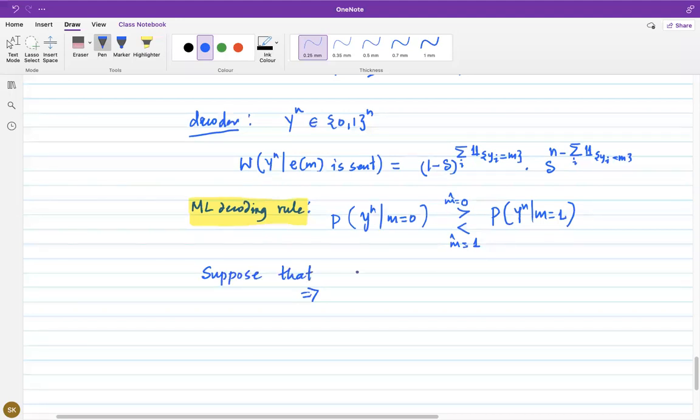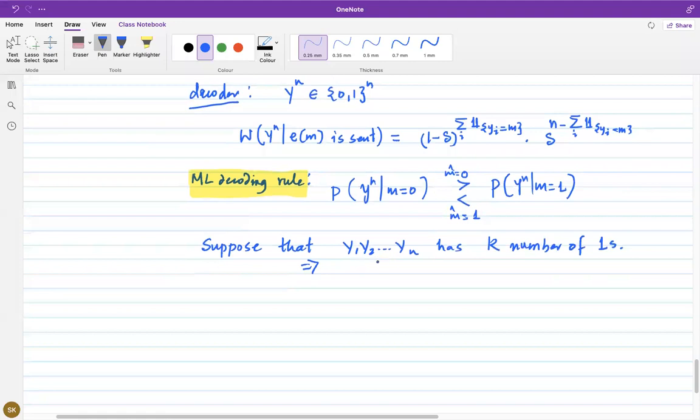Suppose that y1, y2, and so on till yn has k number of ones. Then the question is, how will you decode it? How will you decode this output, and how will you basically find the input m hat from this?